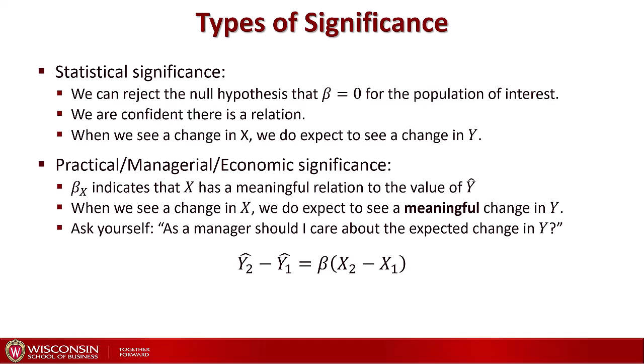Statistical significance means that we can reject the null hypothesis that beta equals 0 in the population. It means we are confident that there is some relation between x and y. When we see a change in x, we do expect to see a change in y on average. By contrast, the practical significance, also called managerial significance or economic significance, indicates that x has a meaningful relation to the value of y. When we see a change in x, we do expect to see a meaningful change in y. You should ask yourself, as a manager, should I care about the expected change in y?